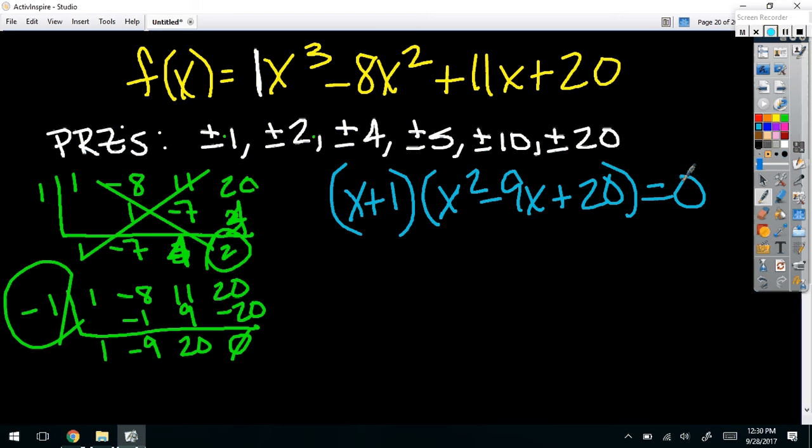Seeing as how there's no leading coefficient, it's a very easy factor, same signs. What multiplies to 20 but adds to 9? 4 and 5.